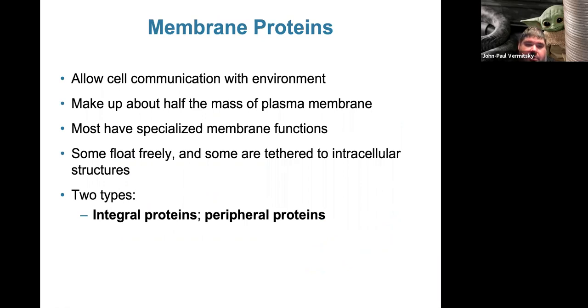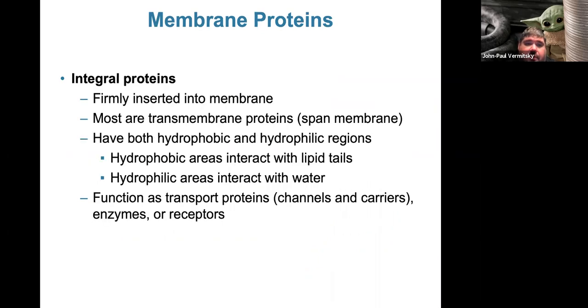So membrane proteins will allow cell communication with the environment. They make up about half the mass of the plasma membrane. Most have specialized membrane functions. Some will float freely, and some are tethered to intracellular structures. And there are two types: integral proteins and peripheral proteins.